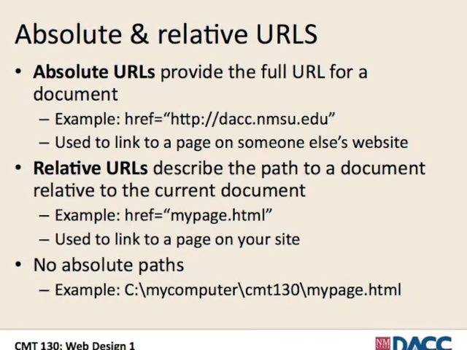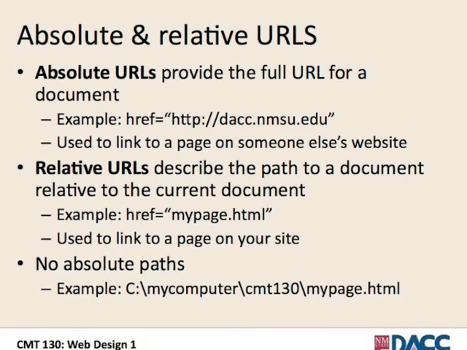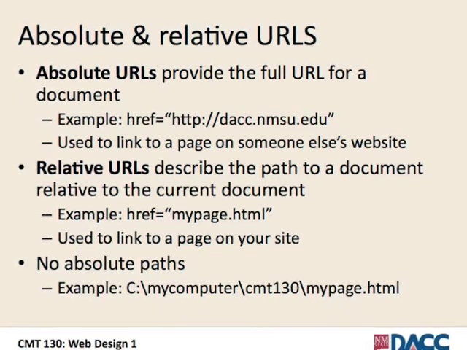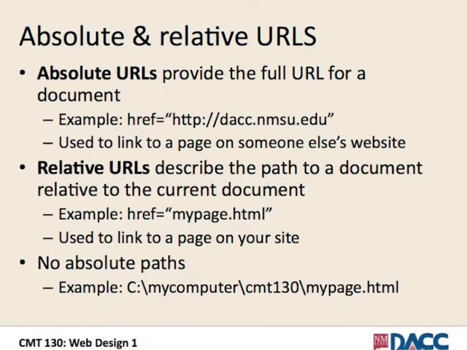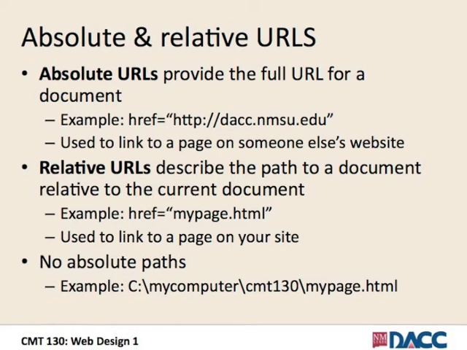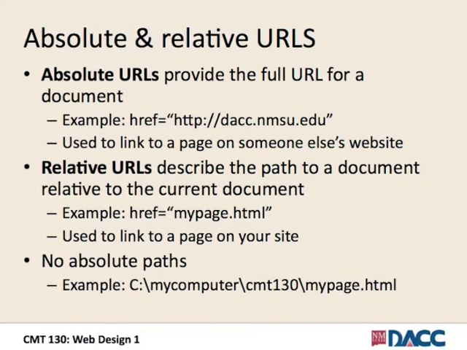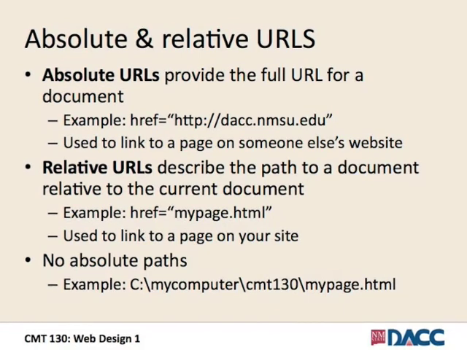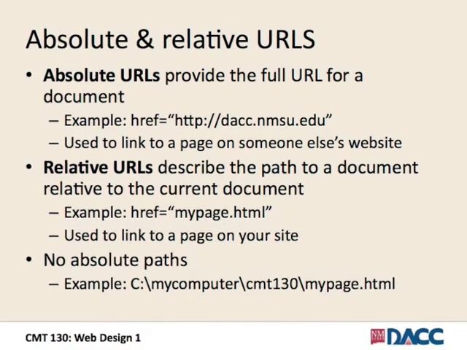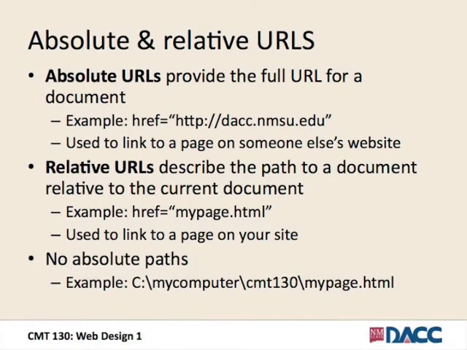Relative URLs describe the path to a document relative to the current document. For example, mypage.html. You would use this sort of link to link to a page on your own website. You should never use absolute paths, for example, something that starts with c:\. This type of link is specific to your hard drive and may be different when you upload it to a web server and will break.